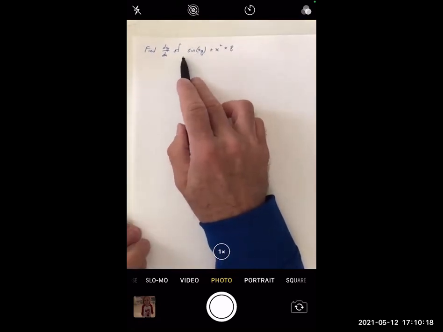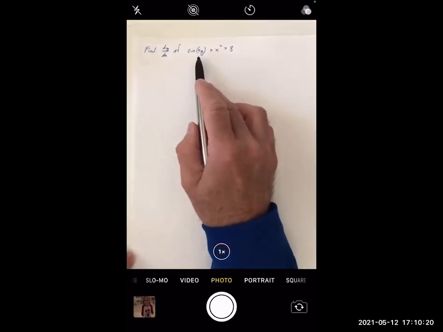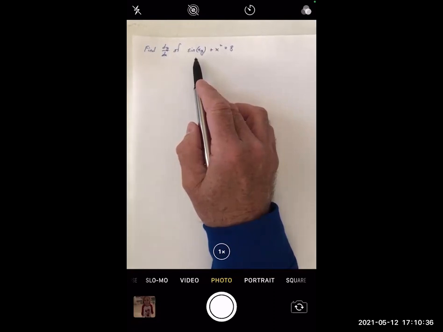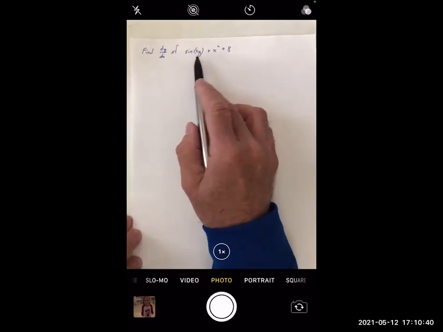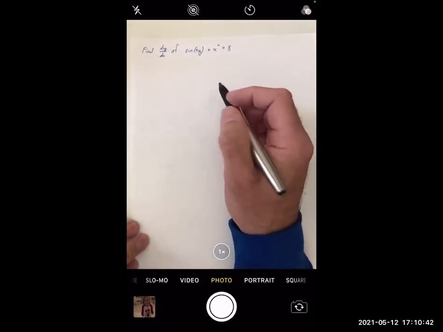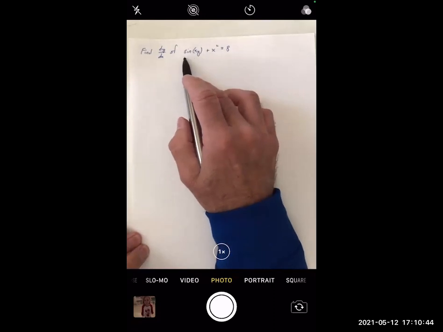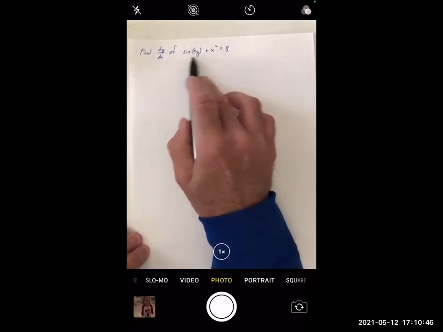So the thing about implicit is that every time you find the derivative of a y, you have to do something extra. Like what's the extra little piece that you have to throw in there? You have to put dy/dx. Yeah, you have to multiply by a dy/dx. All right, so let's just give it a whirl.